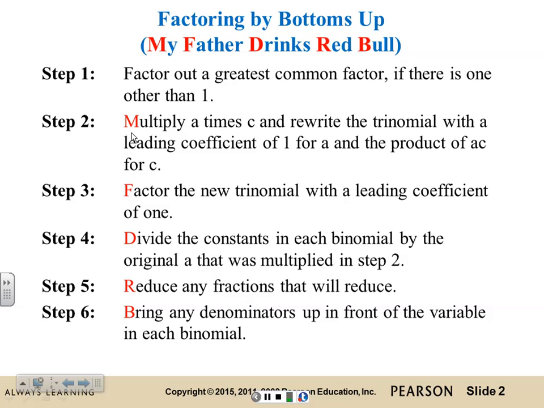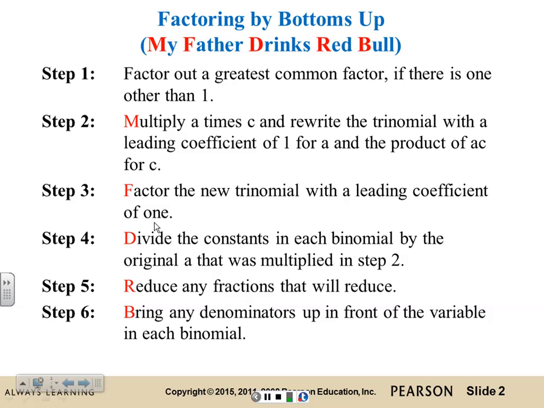Step number 2, M, multiply. You're going to multiply A times C, your first coefficient times your constant, your last coefficient. And rewrite the trinomial with a leading coefficient of 1, which is what we're used to factoring, for A, and then the product of A times C for C. So now in step number 2 we have a trinomial where the leading coefficient is 1, which is what we're used to doing. So we're going to factor that new trinomial where the leading coefficient is 1.